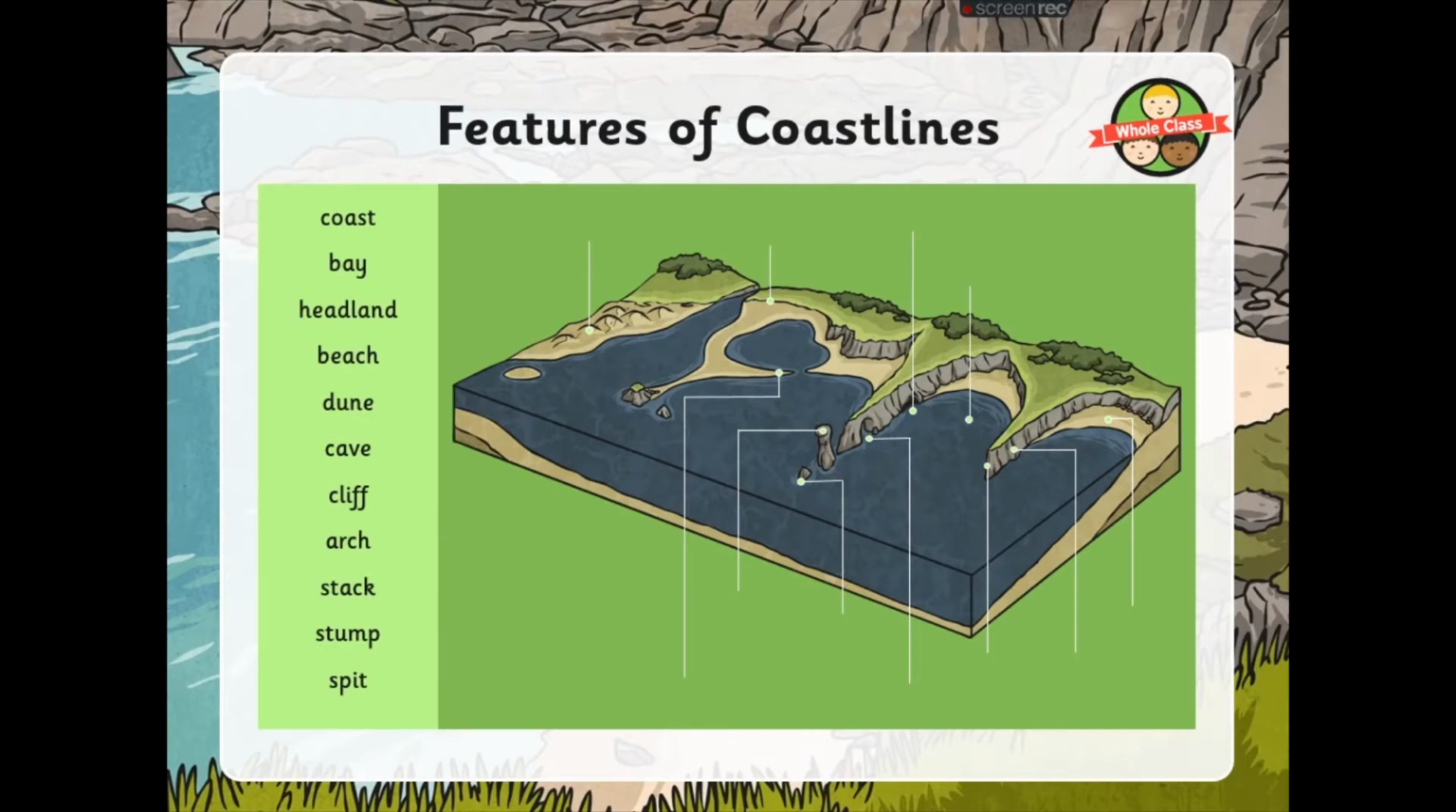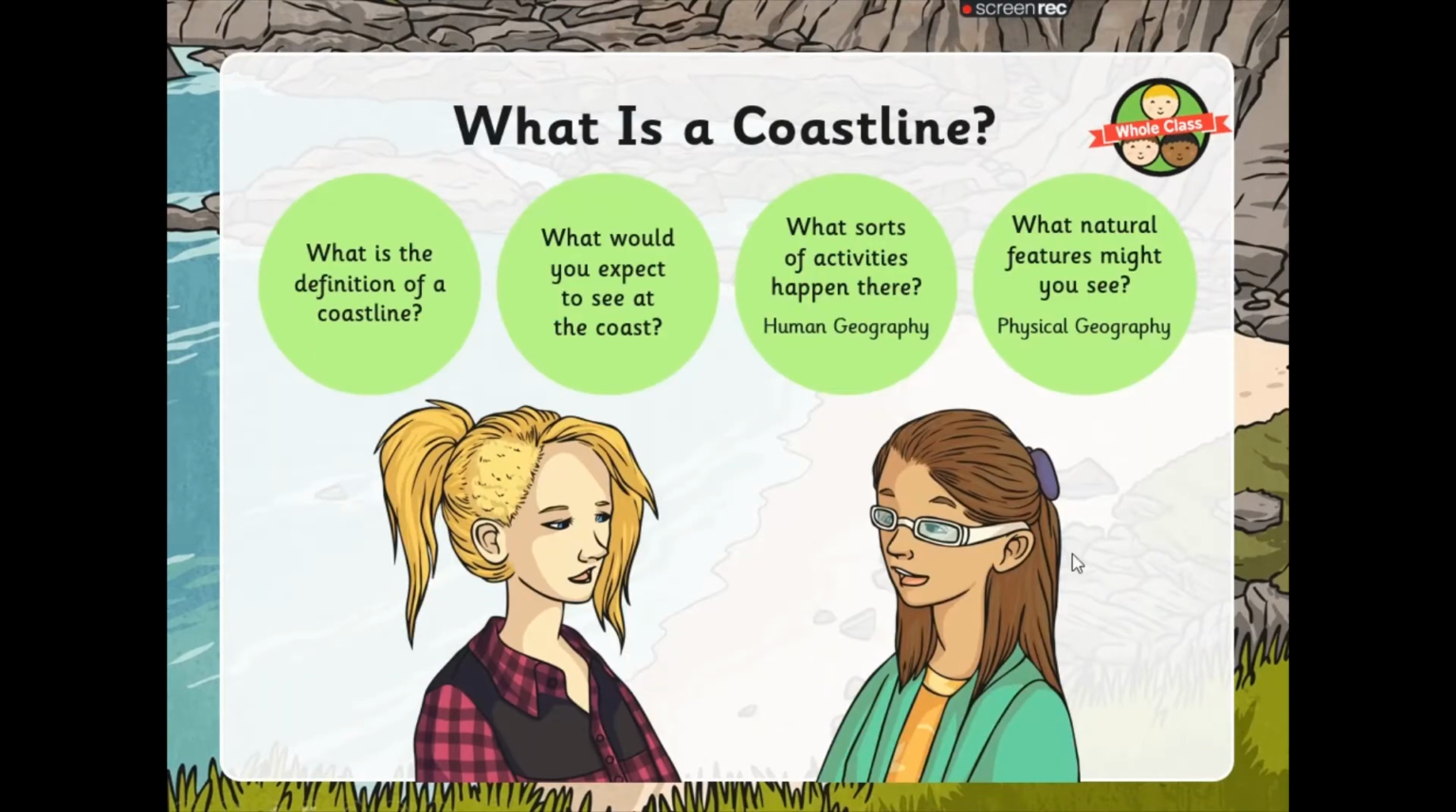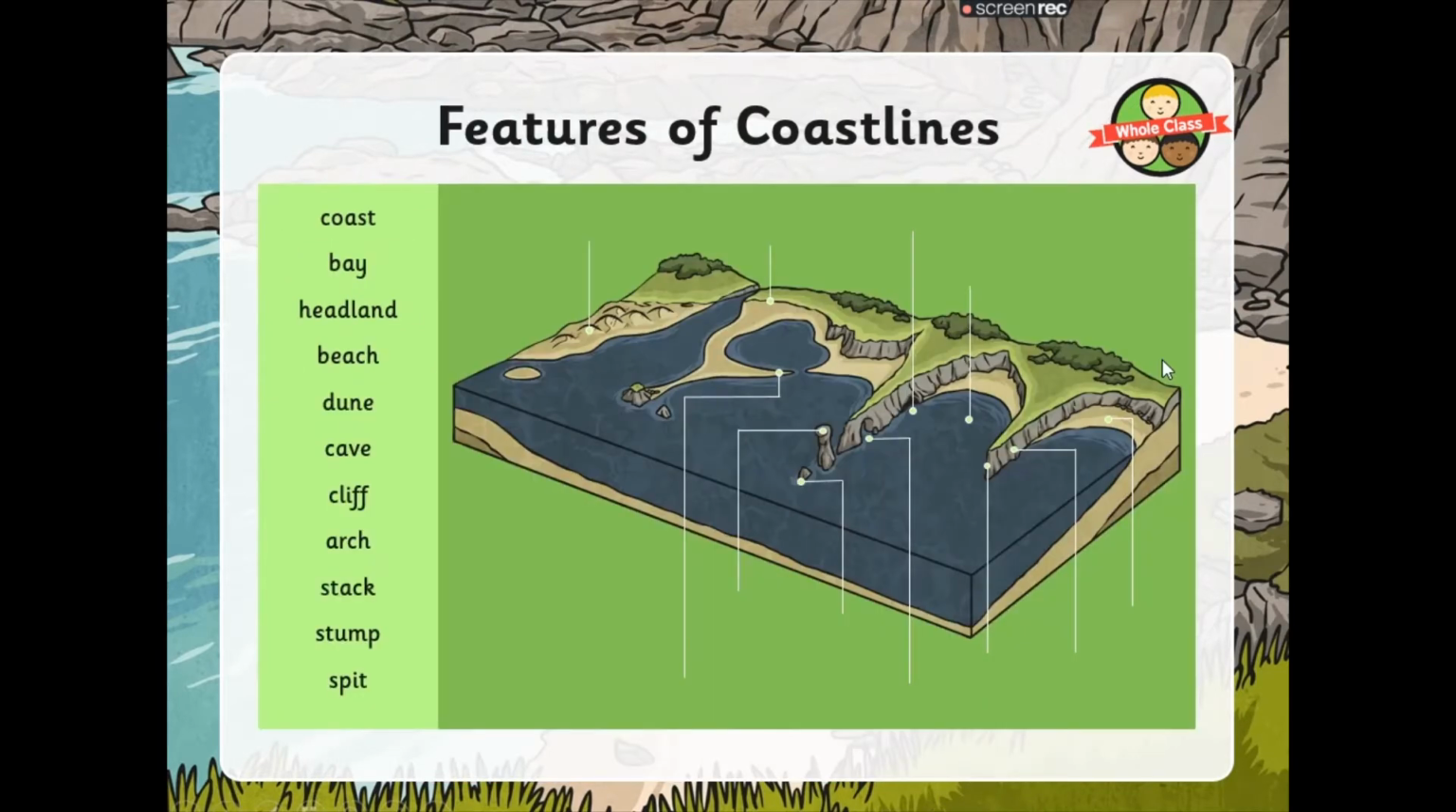Okay. Now, the features of a coastline. Here are some. Again, going to these words here. We've got human geography and physical geography. These are some physical geography features that we would find at a coastline. Okay, natural features that are there. So the first part is a coast. Okay, the edge of the land.